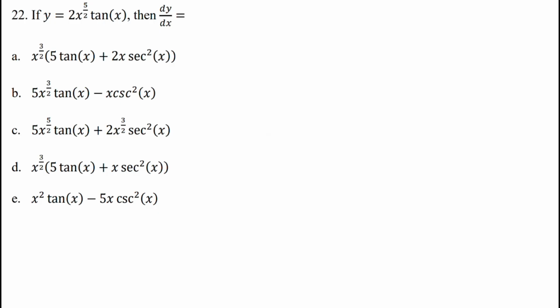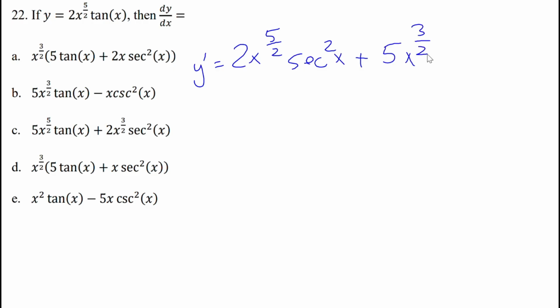For number 22, again, we're just looking for a derivative here. So our derivative is going to be found using the product rule, since it's 2x to the 5 halves times tangent x. So it should be 2x to the 5 halves times the derivative of tangent, which is secant squared, plus the derivative of 2x to the 5 halves. Well, 2 times 5 halves is 10 over 2, or 5. So 5x to the 3 halves, and then times tangent x.